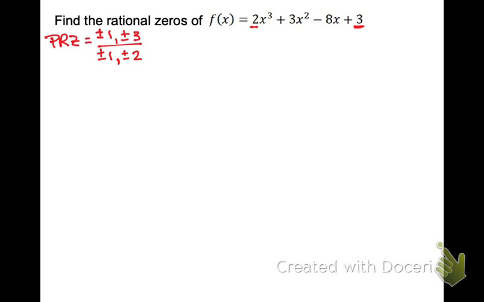Now, in the textbook, when it asks you to list all the possible rational zeros, it says 1, 2, 3, 3 halves, 1 half. You know those are there. This is all I want for that, okay? So you do not have to follow what the textbook is saying.